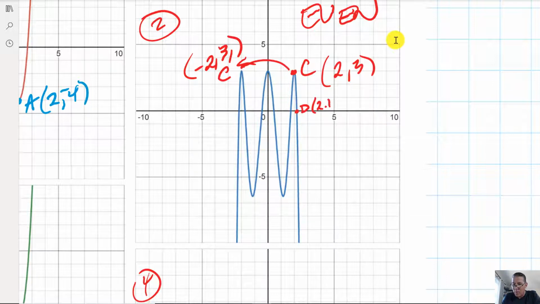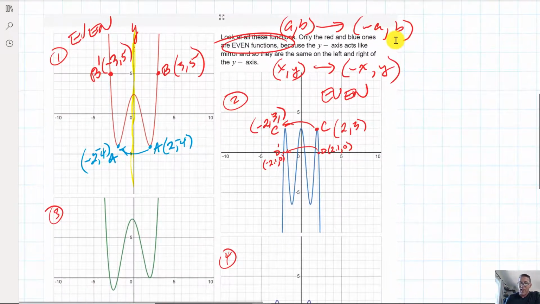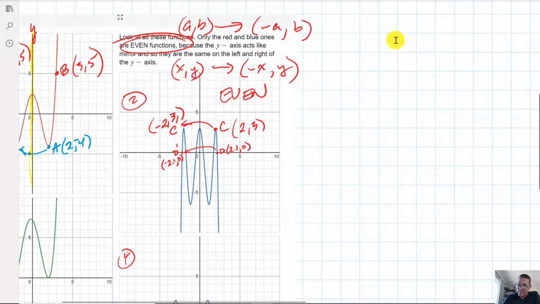So 2.1 comma 0. You reflect that onto the opposite side. Okay, to D prime. Guess what? You're at negative 2.1 comma 0. Same distance, opposite side. Okay, and that's what even functions are all about. All right, they have symmetry about the y-axis.